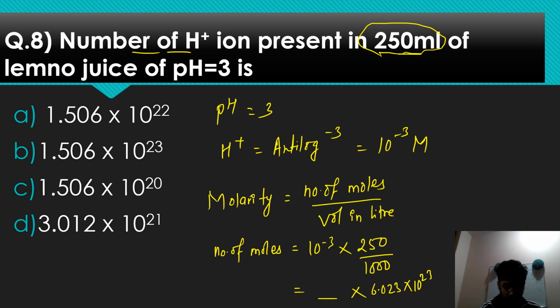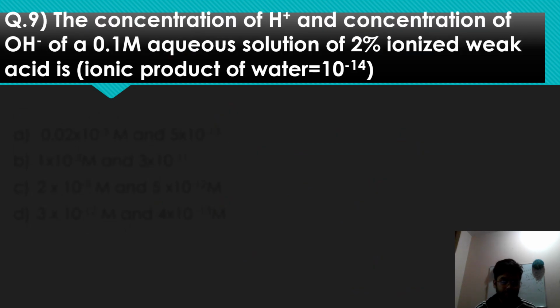10 to the power minus 3 into 250 divided by 1000 and into 6.023 into 10 to the power 23, then we will get 1.506 into 10 to the power 20. So the right answer is 1.506 into 10 to the power 20. So this is the right answer. Let us see another question. Question number 9.